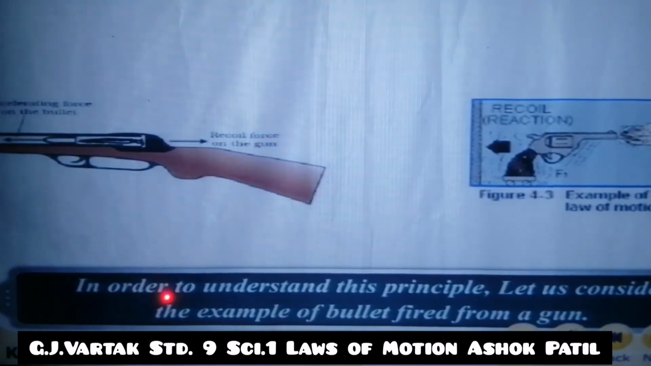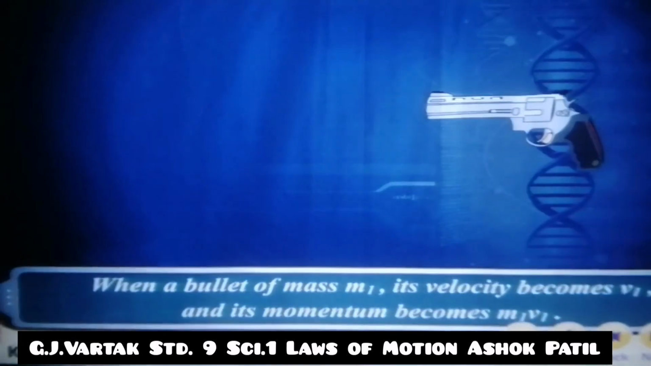In order to understand this principle, let us consider the example of a bullet fired from a gun. Here is the bullet and here is also the bullet. The bullet is shot from this gun, that's why the bullet moves forward and the gun moves backward. This is the direction of the gun and this is the direction of the bullet. So F1 is equal to F2 here. Force 1 is equal to force 2. Example of Newton's third law of motion.